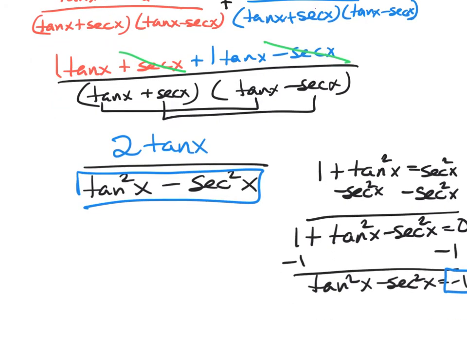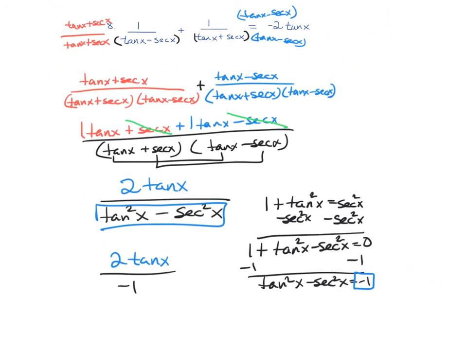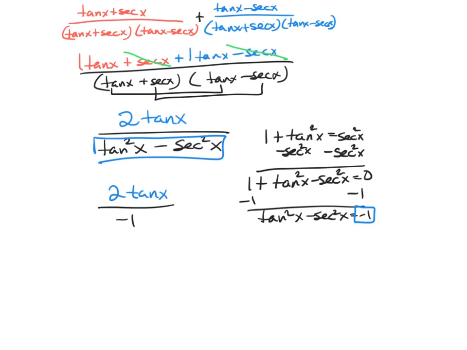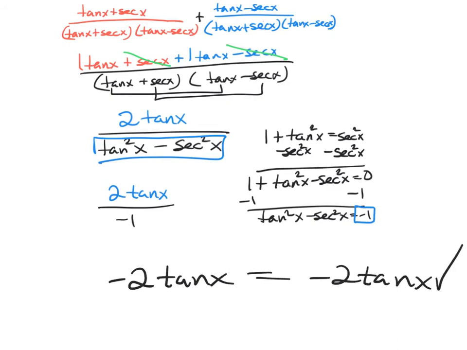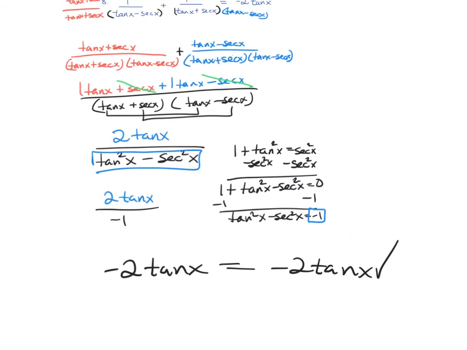So now I have on the top 2 tangent x, and then I'm replacing the denominator with a -1. Remember what we were trying to get it to equal was -2 tan x. So as soon as I divide that numerator by -1, I get what I was trying to make it equal. So it's verified. So again, you would bring this down and show that it does verify.